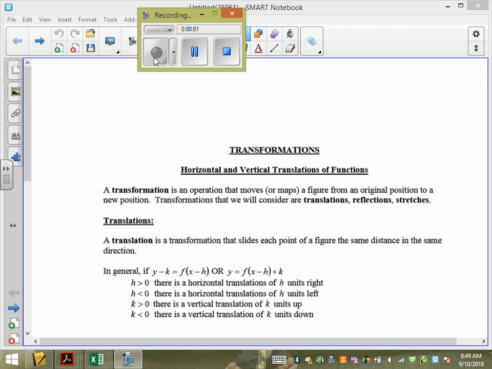So we are starting with transformations, horizontal and vertical translations of functions. So we're starting off with horizontal and vertical and then reflections. None of that is really new. The only thing that will be different is a reflection.